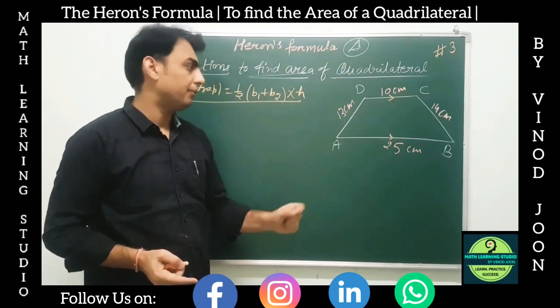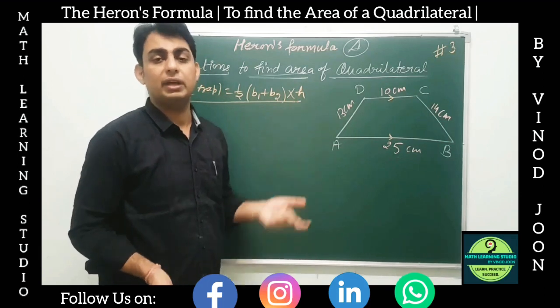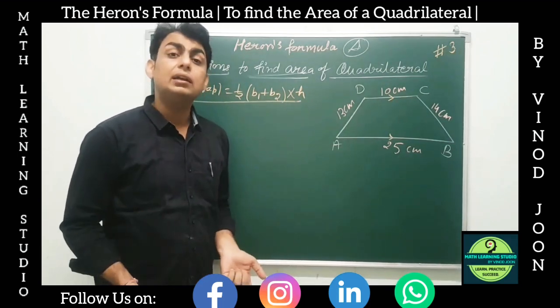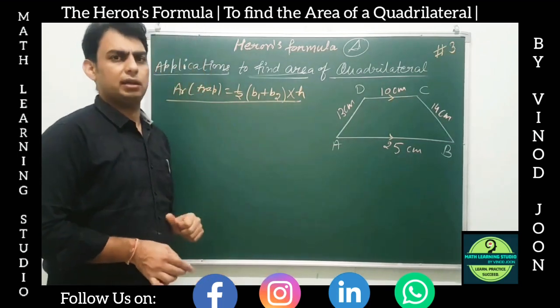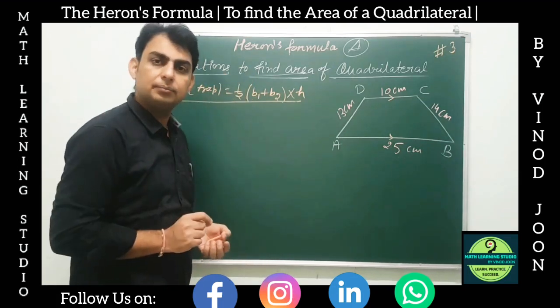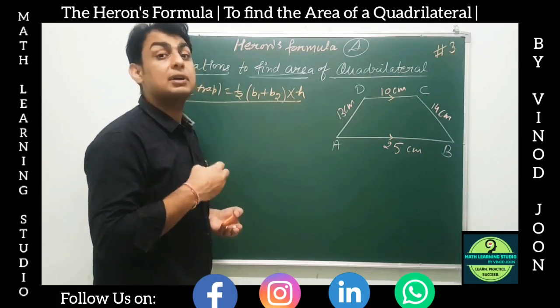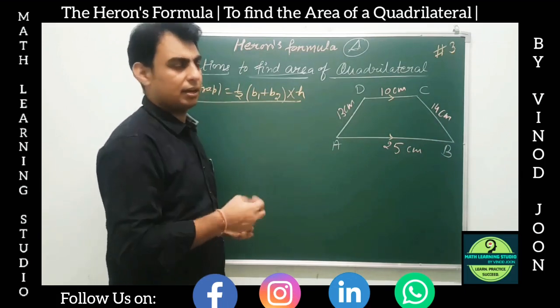10 and 25. Height, what is this? We do not know. We do not have this height. Then we cannot apply this formula directly. So we have to do something else. We have to first find out this height here. For that, we have to make some constructions, construct something separately.